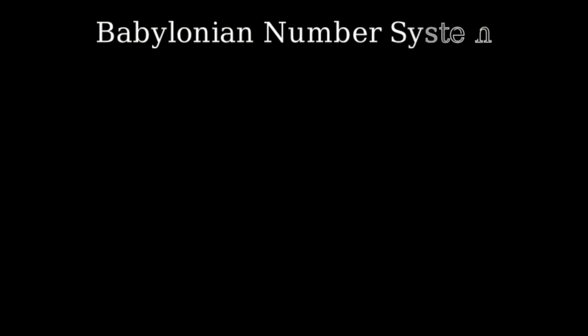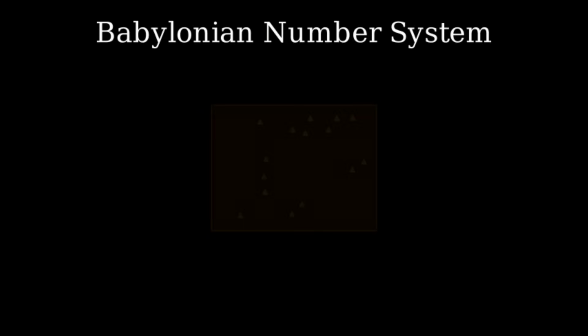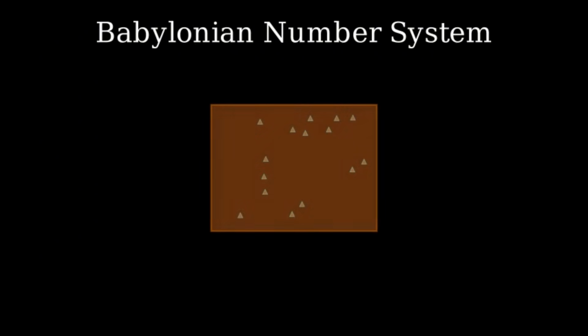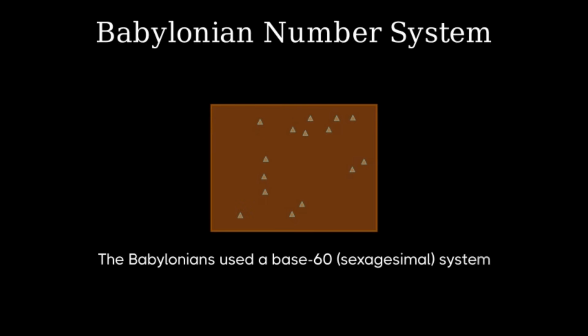The Babylonian number system, developed over 4,000 years ago in ancient Mesopotamia, holds the key to understanding why circles have 360 degrees. The Babylonians recorded their mathematics on clay tablets using wedge-shaped marks called cuneiform. Their mathematical insights were remarkably advanced for their time. While we use a base 10 system, counting by tens, the Babylonians used a base 60 system called sexagesimal. This means they grouped numbers in 60s rather than tens.